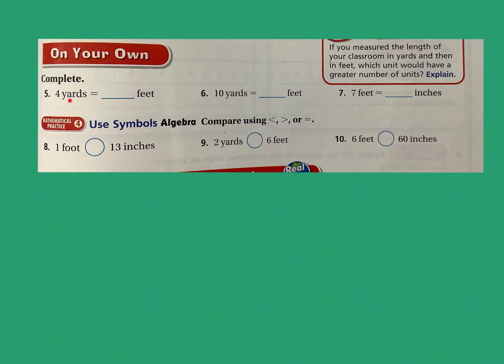Okay, how much is 4 yards in feet? Again, 1 yard is 3 feet. And if I have 4 of those yards, I'll multiply that by the 3 feet for each yard. 4 times 3 is 12. It is 12 feet.